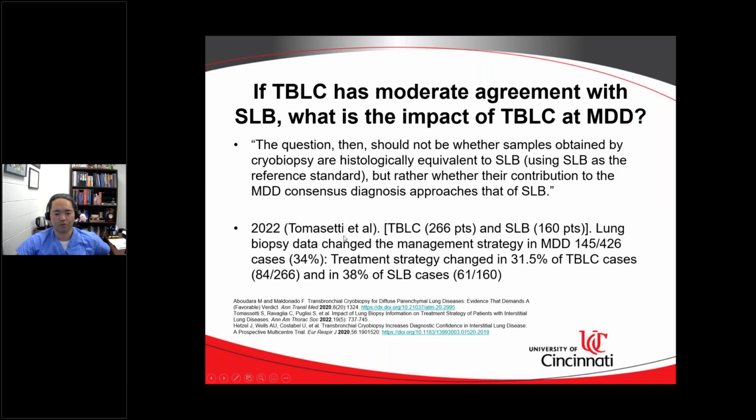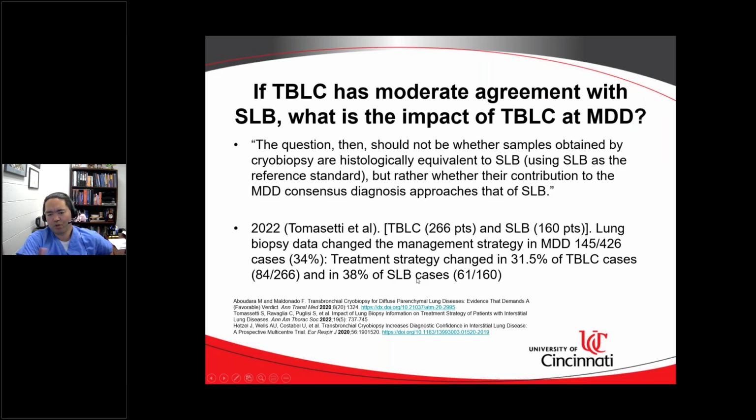So, two articles that talk about this: a publication in 2022 by Tomassetti et al., Dr. Poletti's group from Italy. What they did is really interesting. They just compared in their institutions transbronchial lung cryobiopsy and surgical lung biopsy, and how much lung biopsy data changed the management strategy in multidisciplinary discussion. So treatment strategy changed in 32% of cryo cases and in 38% of surgical lung biopsy cases.